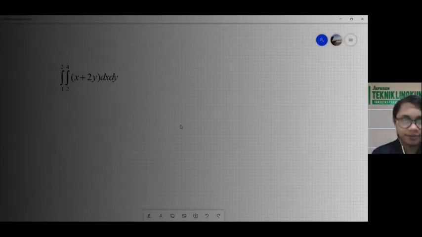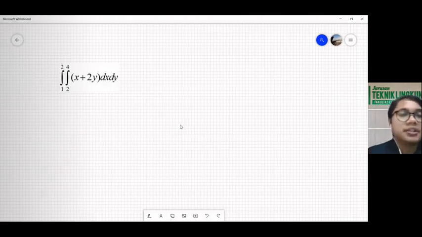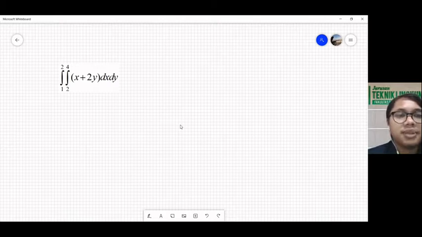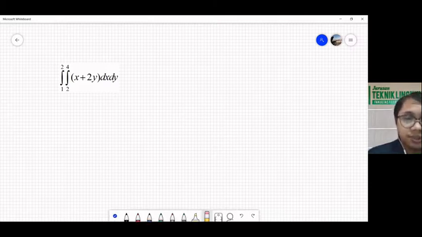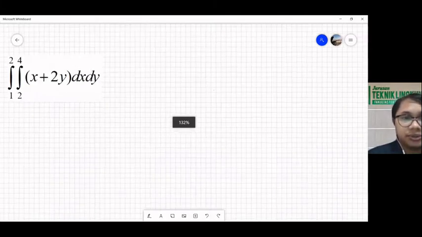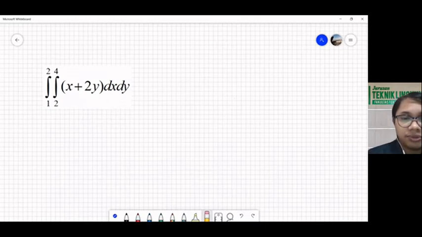Okay, now we are already at our favorite whiteboard. So here's the problem. The function x plus 2y dx dy, with the limits of integration 1 to 2 and 2 to 4. So what should we do at first? The thing that we need to solve is this part.